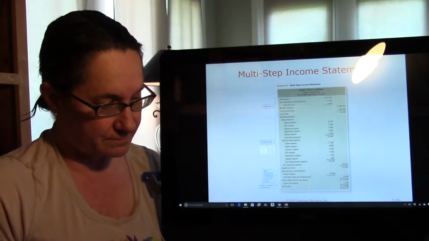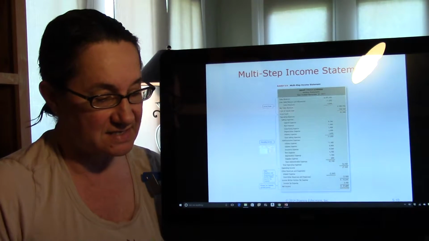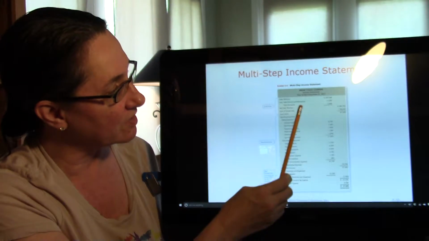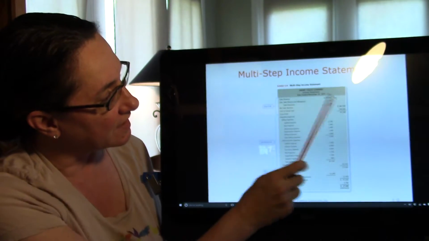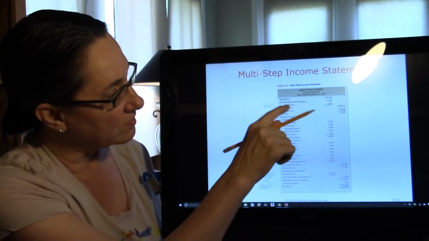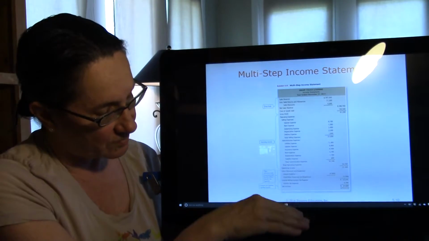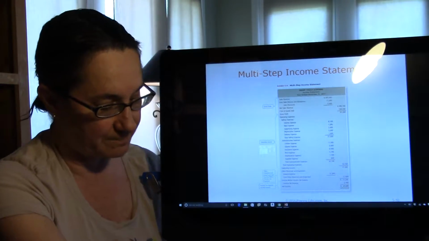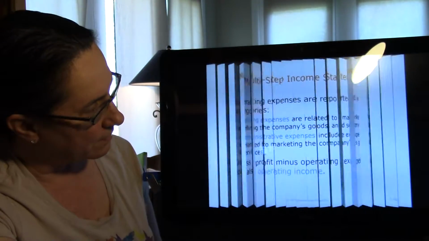A multi-step income statement details the calculation of net sales revenue. Remember net sales revenue from the last video: we take sales revenue minus sales returns and allowances minus sales discounts equals net sales revenue. Then we take out the cost of goods sold and we calculate gross profit. Then we calculate operating income by taking out the other expenses and get our net income. All right.